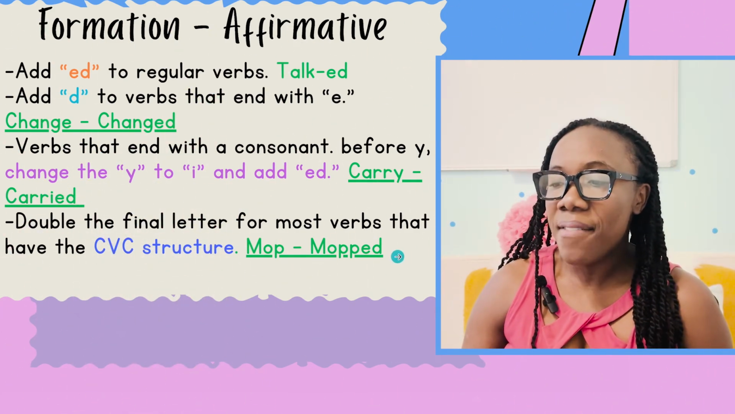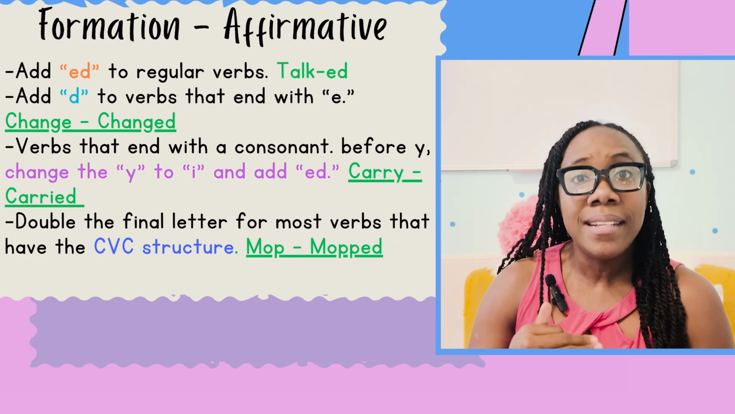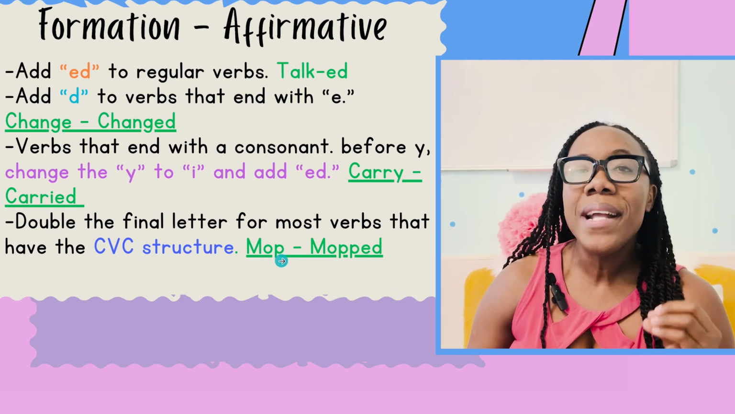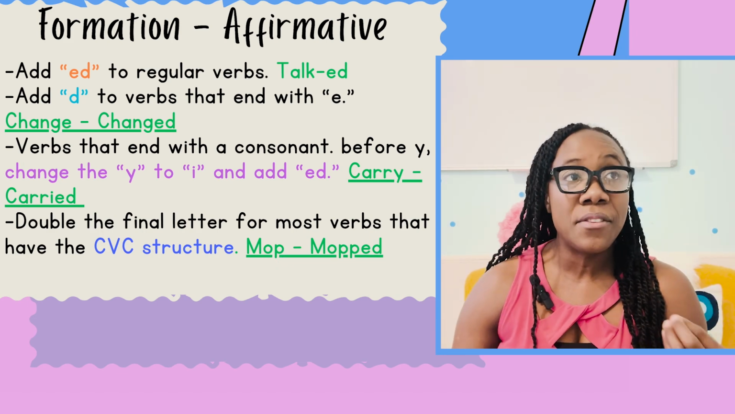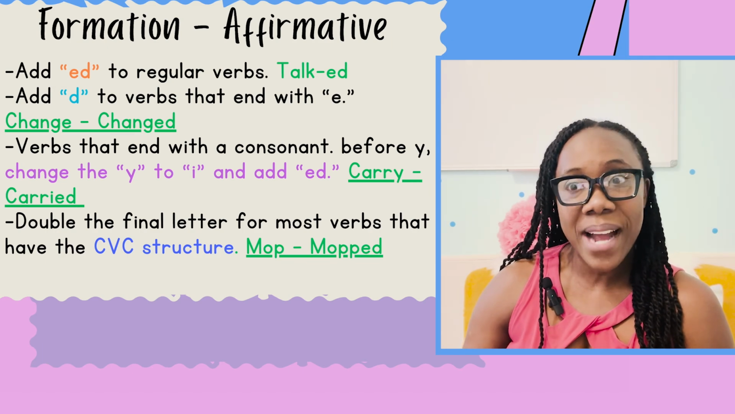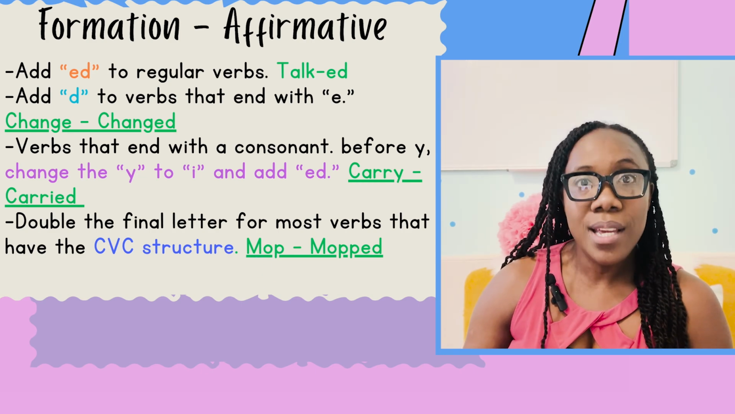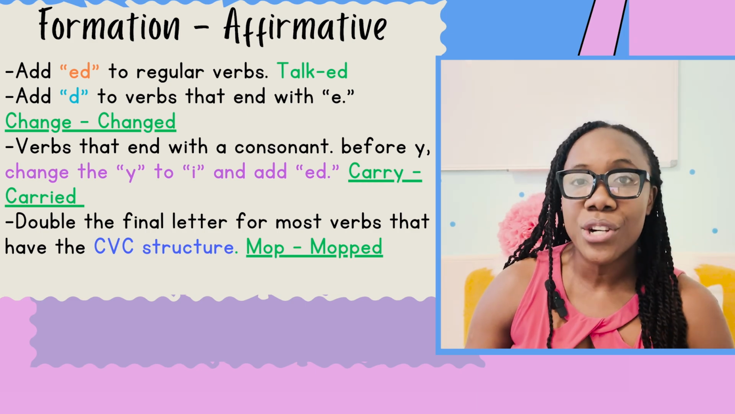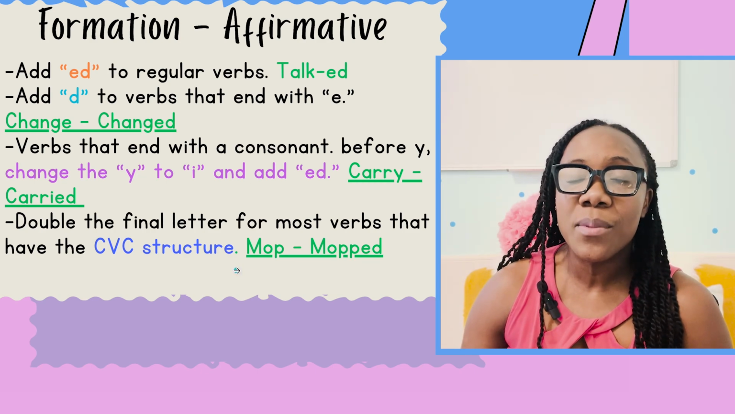We also have a special set of verbs that have what we call the CVC structure. Whenever you're looking at a verb, always look at the last 3 letters in the verb. Okay, so for example, in the verb want, the last 3 letters are A, N and T, right? In the verb stop, the last 3 letters are T, O, P. If the last 3 letters have the CVC structure, consonant, vowel, consonant, then for most of those verbs, we double that final letter.